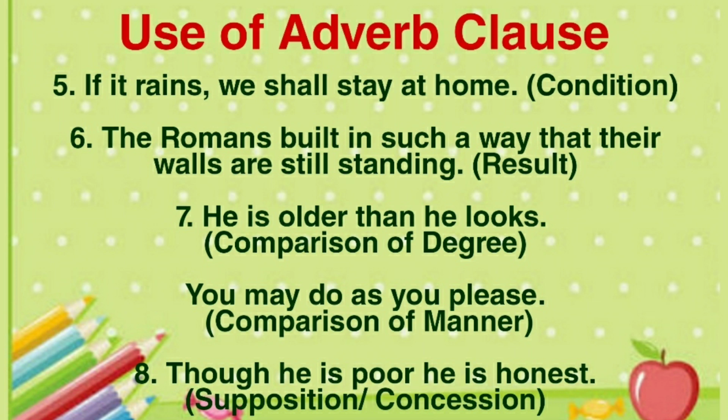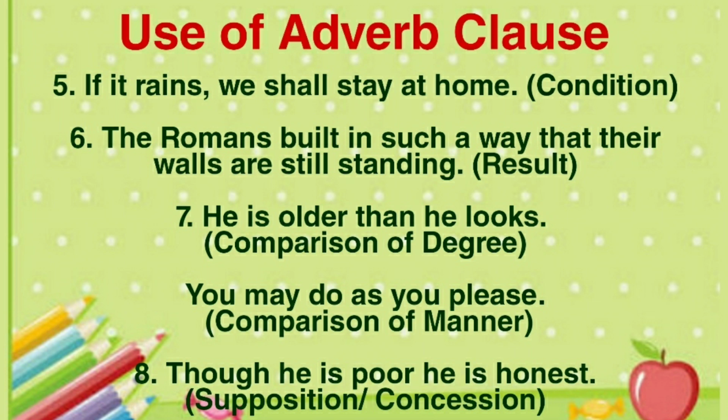You see the example. Then we shall go to the adverb clause of comparison. They are of two types. One is adverb clause of comparison of degree, and the other is of manner. You see the degree first. He is older than he looks. You see the subordinating conjunction, that is than, or the relative adverb as, that is used here. Then we shall go to the adverb clauses of comparison of manner. You may do as you please. Specifically, we use as, the relative adverb, here.